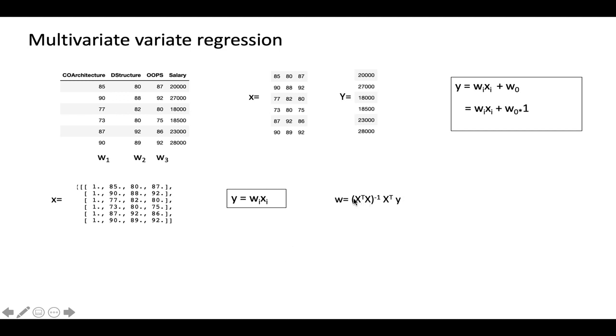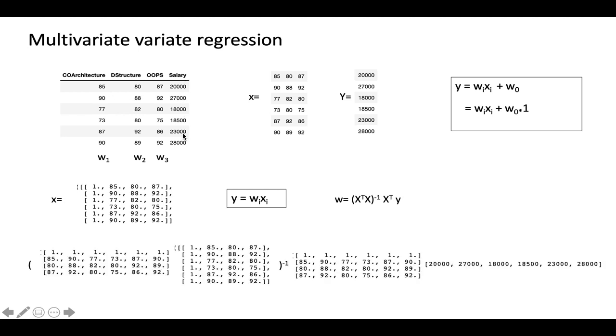Here Xt means X transpose. The transpose of a matrix is just rotating the matrix so that the rows become the columns and the columns become the rows. So X transpose X is the product of the matrix with its transpose, and then we take an inverse of a matrix. What is the inverse of a matrix? The inverse of a matrix when multiplied by that matrix gives the identity matrix, and then again we multiply with X transpose and then with the y vector. This is how the calculation would look like.